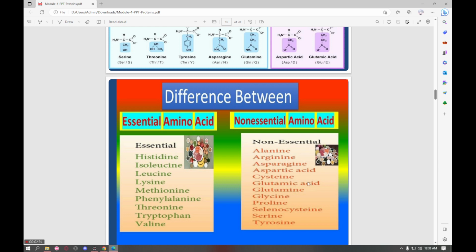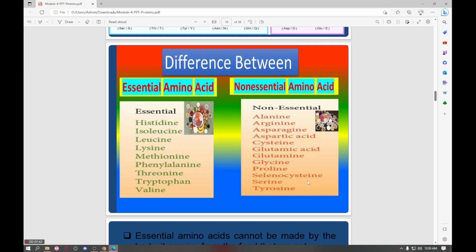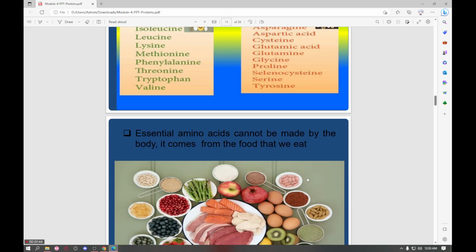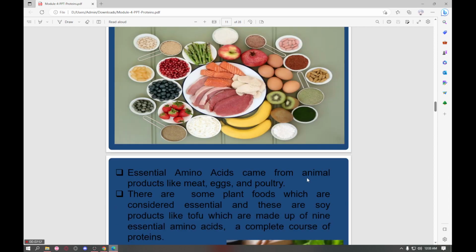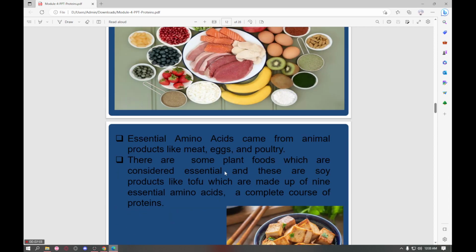And then your non-essential amino acids are found inside our body, not from the food that we eat. Essential amino acids cannot be made by the body. They come from the food that we eat, for example the legumes, the meat, the eggs. So they are under the essential amino acids. As I have said, they come from animal products. Aside from that, there are also some plant foods which are considered as essential amino acids.